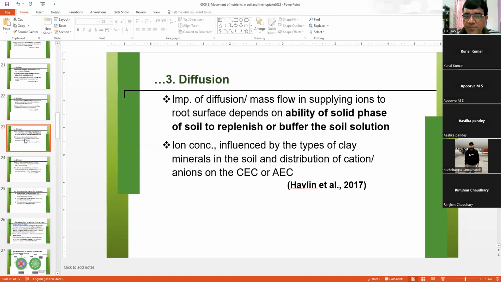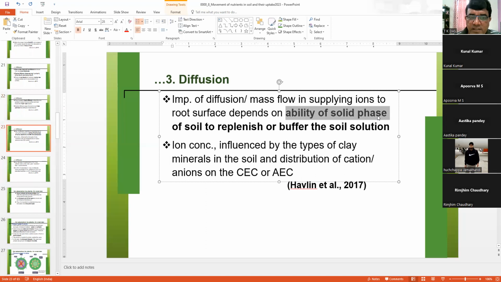The importance of diffusion or mass flow in supplying ions to the root surface depends on the ability of the solid phase of the soil to replenish or buffer the soil solution. This is also important because your nutrients, by diffusion or even by mass flow, are coming from the basic source, which is your soil solution. From the soil solution, they are going to the plant roots. If there is a shortage of nutrients in the soil solution, how can it supply nutrients to the plant root? So the soil solution should be effectively replenished by nutrients from other sources.